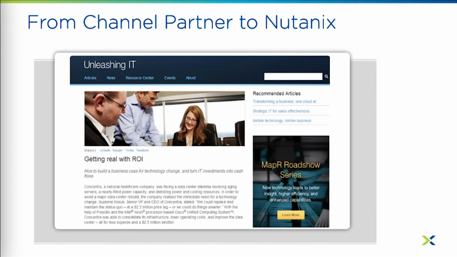In fact, what you're looking at is a picture from the fall 2012 edition of Cisco's magazine. The cover story, Getting Real with ROI, was about the financial analysis work I did for Concentra Healthcare in Dallas. And that's me in the middle, speaking with Suzanne Kosup, CIO of Concentra.